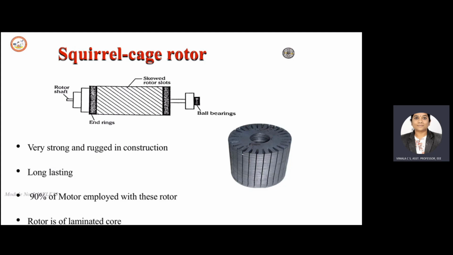It is very strong, rugged in construction, and long lasting. 90% of the motors we employ are of this squirrel cage rotor type. The rotor is of laminated core, and the rotor itself is short circuited. As I said, we cannot add external resistances. Hence the construction of this rotor type is very simple, and we often use squirrel cage rotor induction motors.